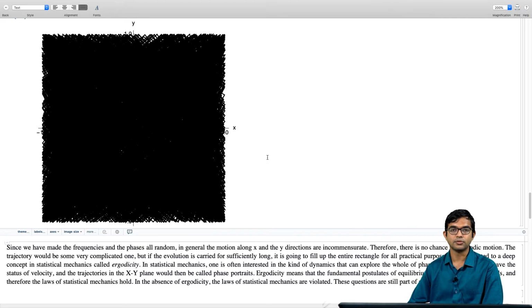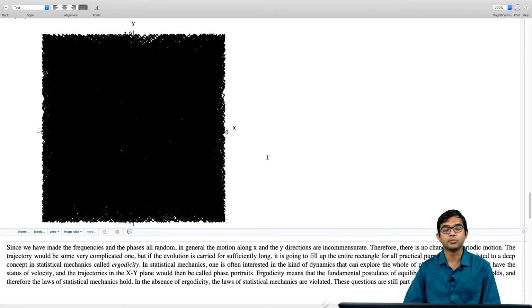it continues to be a field of great activity, particularly when quantum mechanics as well is involved. There's a lot of activity even today on trying to understand these questions and what happens if ergodicity is broken, and what kind of statistical mechanics comes up in the quantum world.